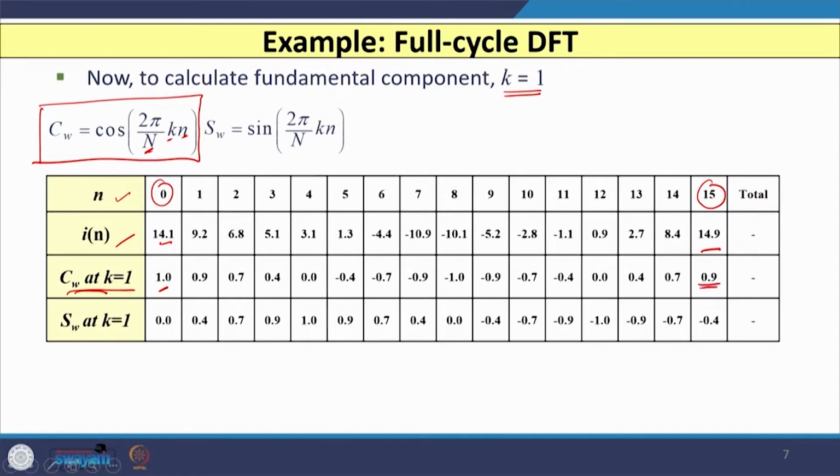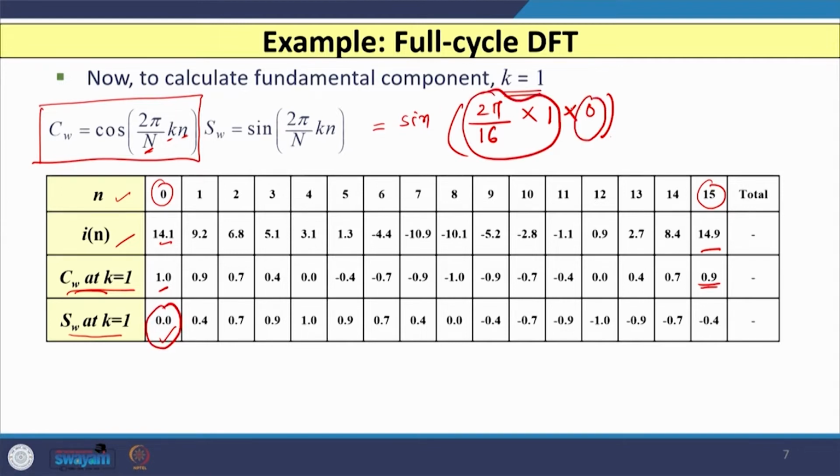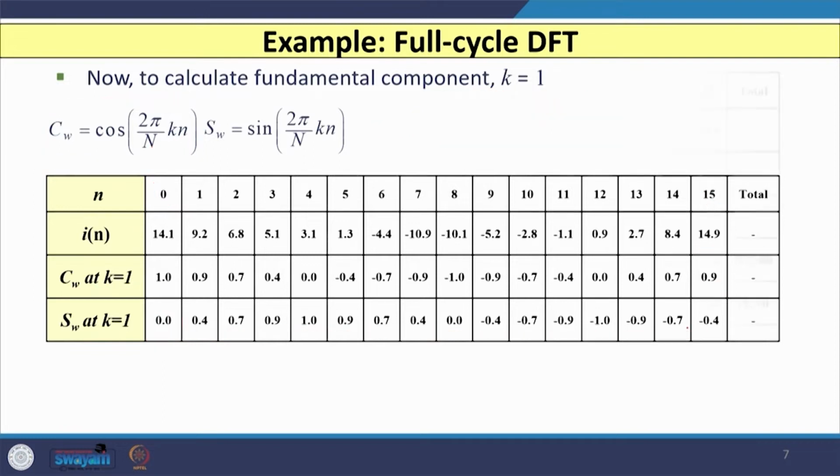Similarly, you can have the value of S_w. Here you can put, let us say, sine of 2 pi, capital N is 16, into k is 1, into n that is 0. So, sine 0 is 0, and you will have this term. Similarly, this is the constant term, and what changes is the sample number. If you put this value here for each sample, you will have the value of S_w also.